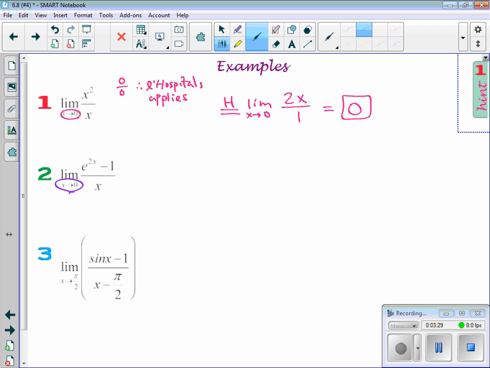Okay, so if I plug in 0, what's e to the 0? 1. So 1 minus 1 is going to give me 0 on top. Plug in 0 on the bottom, I get 0, obviously. Therefore, L'Hôpital's applies. Okay, then we're going to apply our L'Hôpital's.